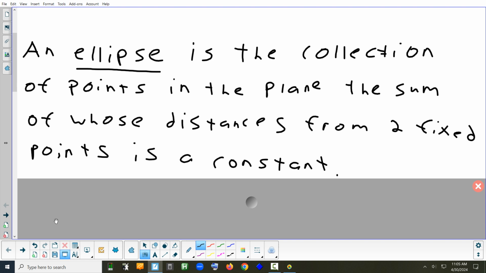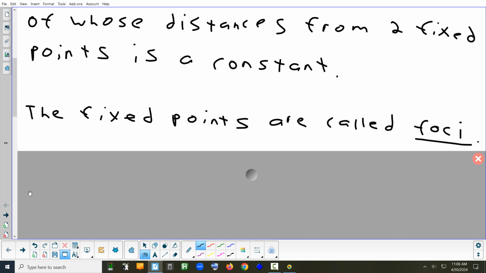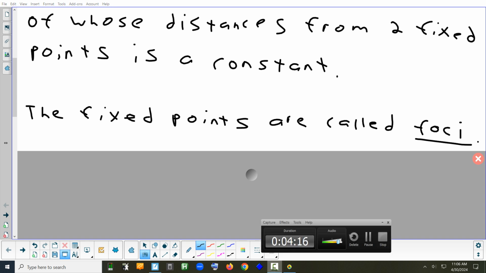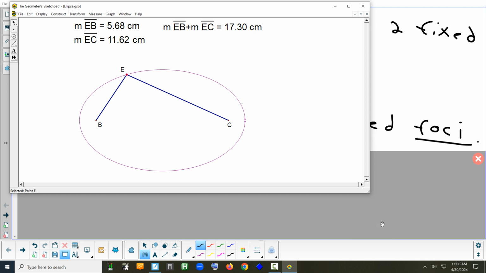So we're going to go through a lot of the vocabulary up front. There's a lot of new terms. There are some terms that are the same as yesterday, but there's also a lot of new ones. Okay, those two fixed points, think of those as push pins that you put a loop of string around to draw. Those are called the foci. So in this picture, B and C are the foci. I usually call them F1, F2. It doesn't matter which one is which.